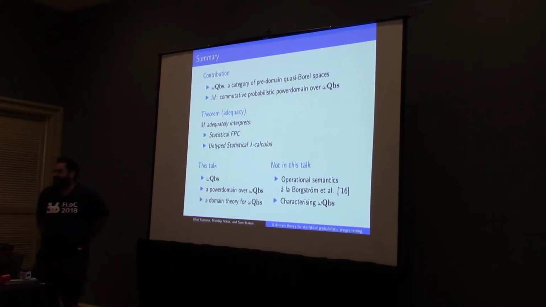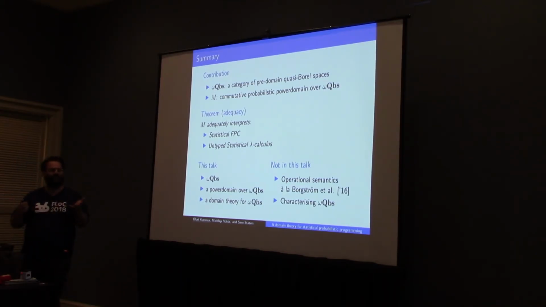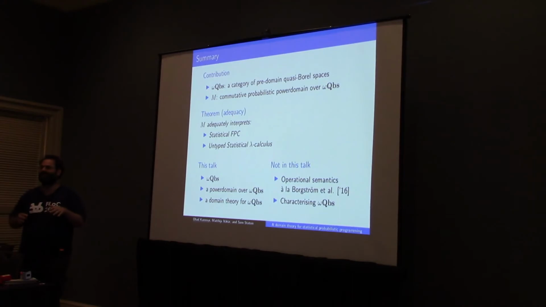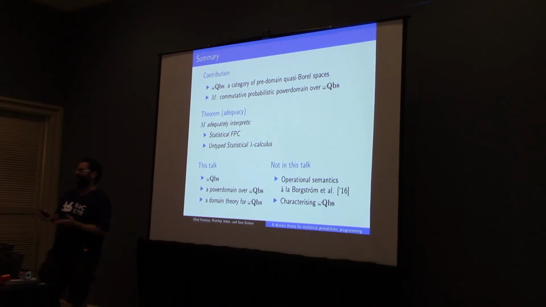Okay, that's me done. So I've described the two main constructions, quasi-Borel spaces and probabilistic power domain. They adequately interpret both a typed language with recursive types and an untyped language. What I didn't talk about is the operational semantics, but the standard references are Borgström, Andy Gordon, and Will Lago, and Marcin Szymczak. And what I didn't talk about is the synthetic characterization of QBSs. I can tell you about that offline if you want. And that's it. I'll take questions if I have any time for questions.